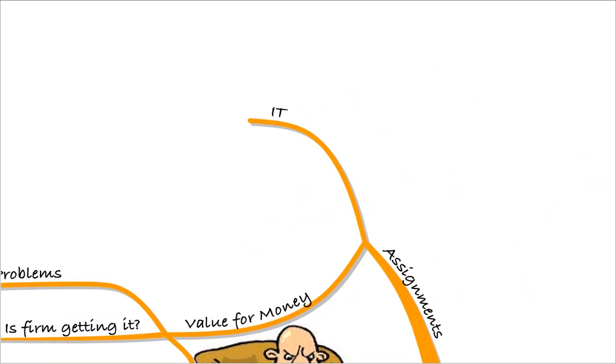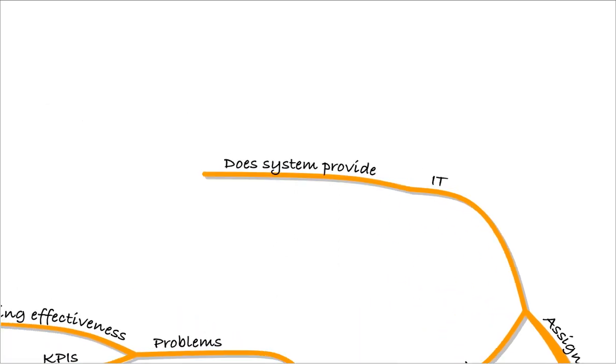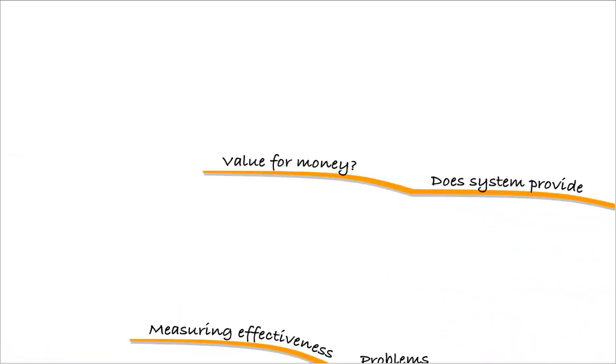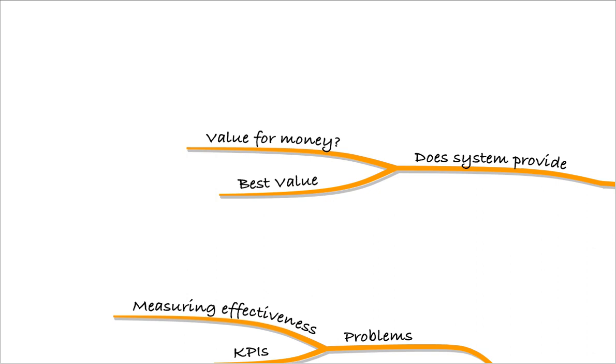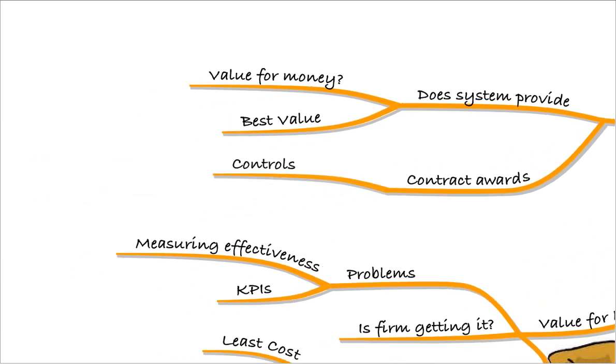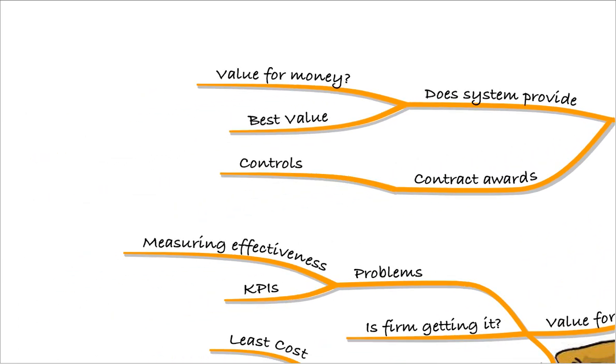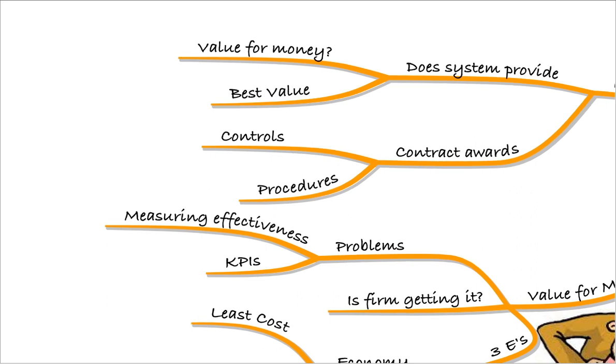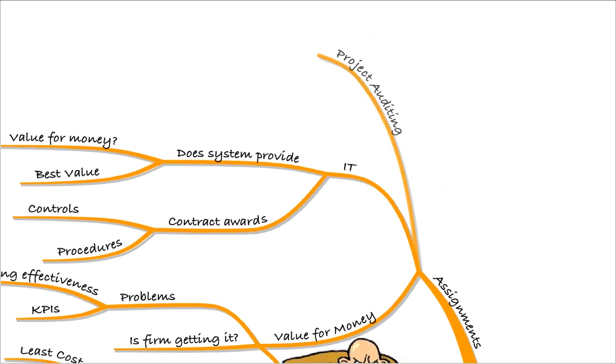When it comes to IT, internal audit might be asking, well, does the system provide value for money? Is it best value? And we're thinking here about controls as well, controls around contract awards. So are there controls in place for awarding IT contracts? Are there procedures that the firm needs to go through to make sure that the right person gets the contract?